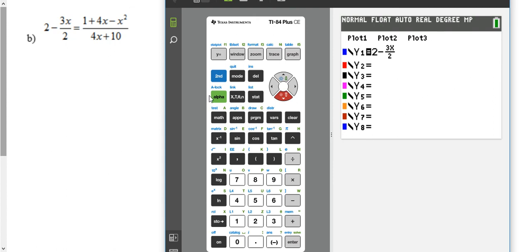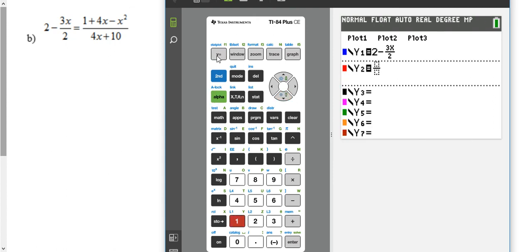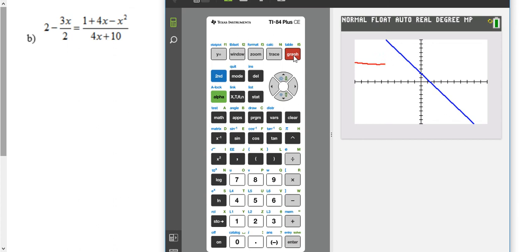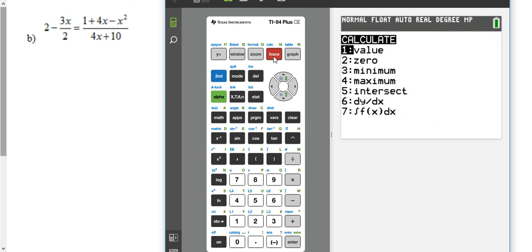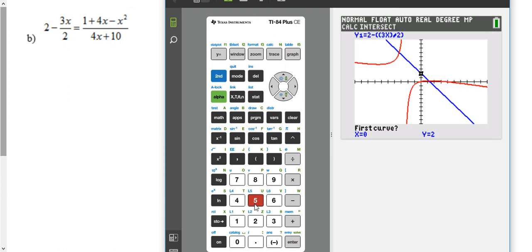And my second equation is going to be 1 plus 4x minus x squared. That's on top of a 4x plus 10. And again, if I have two graphs, I'm looking for where they cross. So there's one graph, there's the second one. And again, to find where they cross, second trace option 5. Second trace option 5. Go close to where you think one of those intersections are. There it is. Hit enter 3 times. 1, 2, 3. And there we go.